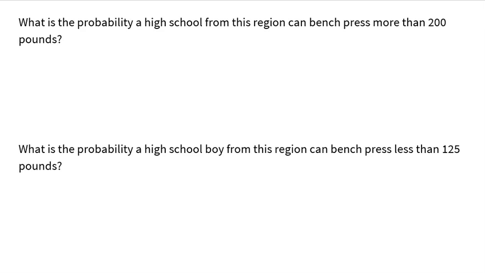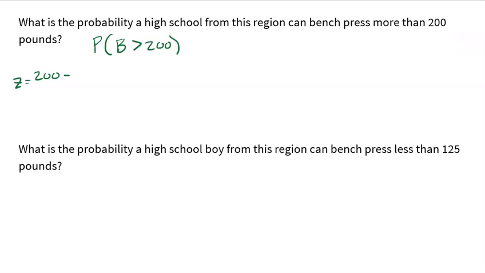All right, what is the probability a high school boy from this region can bench press more than 200 pounds? All right, so the first thing I'm going to do is write down what I'm looking for. I'm going to find the probability that a boy could bench press more than 200 pounds. All right, to answer this, I have to show my work. First thing I got to do is show the z-score.